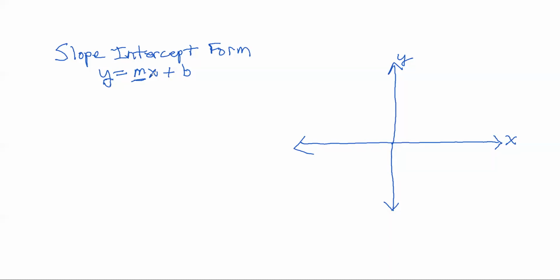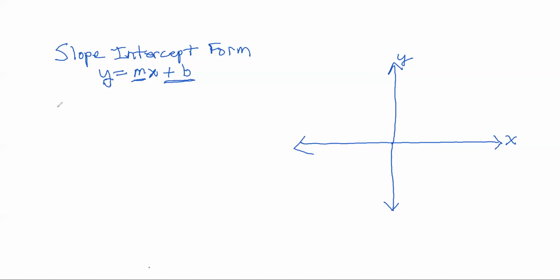And then the plus b is the y coordinate of our y-intercept point. And hopefully by now you know that the y-intercept point, the x coordinate is always 0, okay? So when we have an equation in slope-intercept form, we've got everything we need to graph just like that.